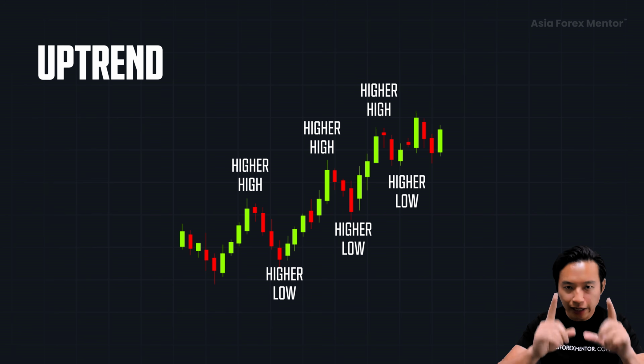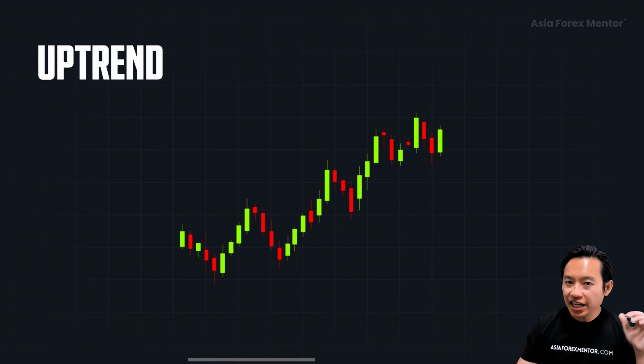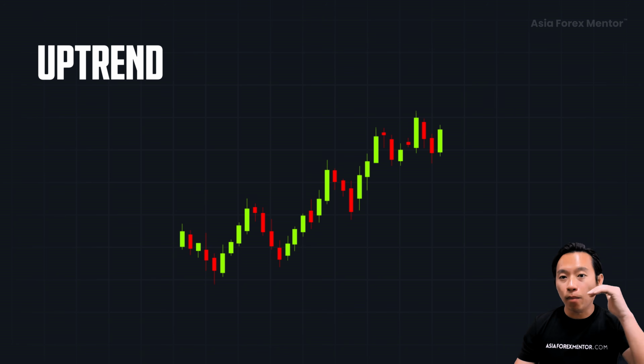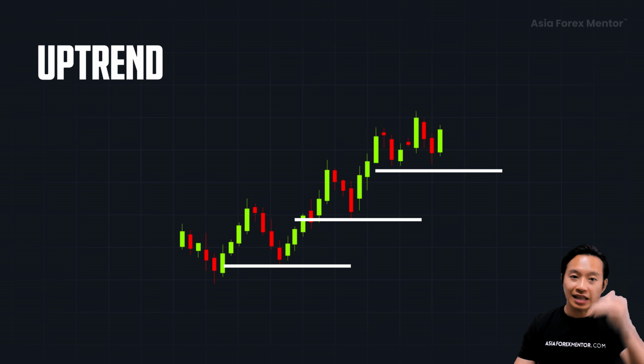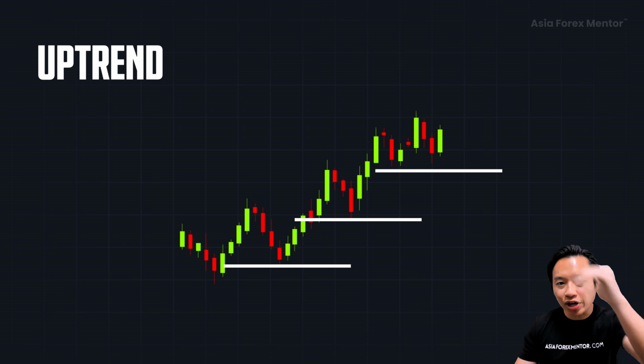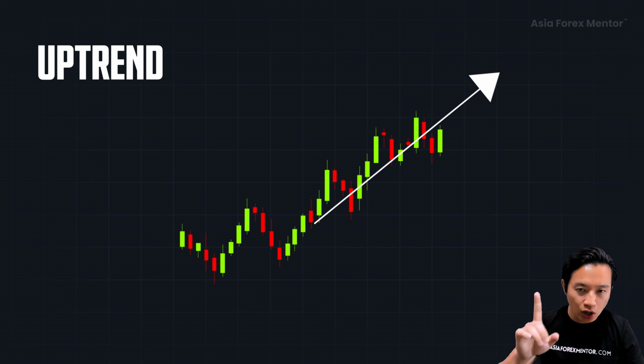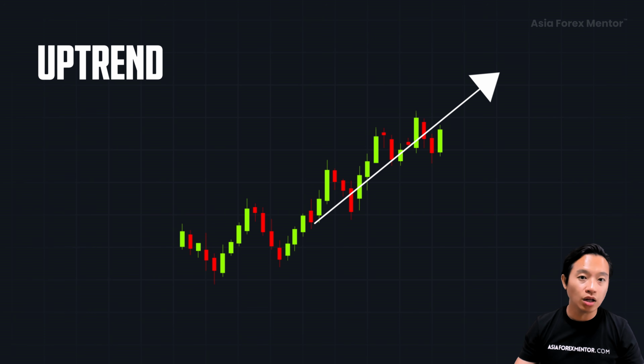If you take a closer look, you'll notice that each top is higher than the previous one, and each bottom is also higher than the last one. So an uptrend tends to continue in the same direction as long as this pattern holds.